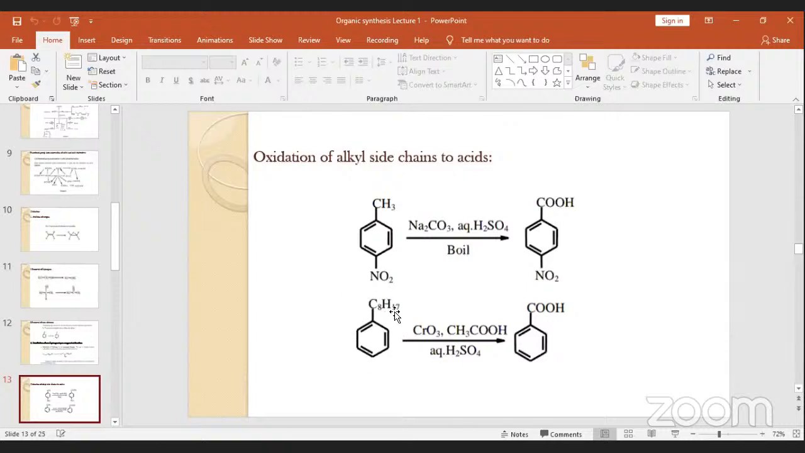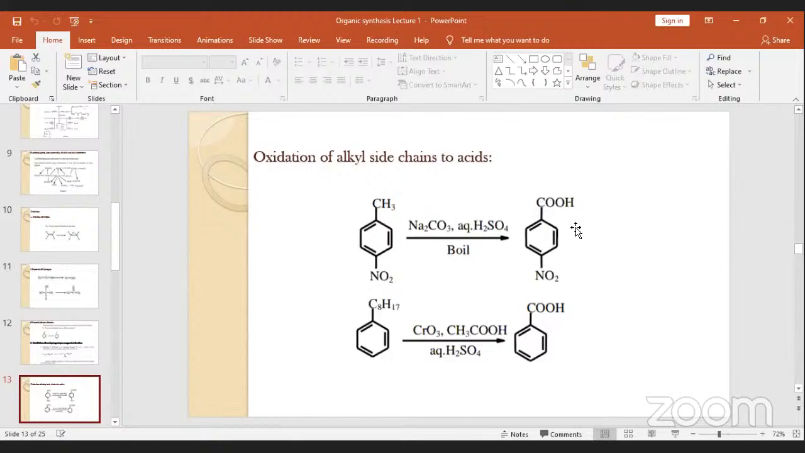So any alkyl, even a lengthy alkyl chain, can be converted to the corresponding acid. So here, for example, somebody asks you to prepare para-nitrobenzoic acid from toluene: nitration gives para-nitrotoluene, which can be oxidized to para-nitrobenzoic acid. And you can have any other group, like an ethyl group or a propyl group. For example, you have chloro instead of nitro, and you want to prepare para-chlorobenzoic acid. So what do you take? Para-chlorotoluene. How can you get para-chlorotoluene? By halogenation of toluene. Okay, so that para-chlorotoluene can be oxidized to para-chlorobenzoic acid.